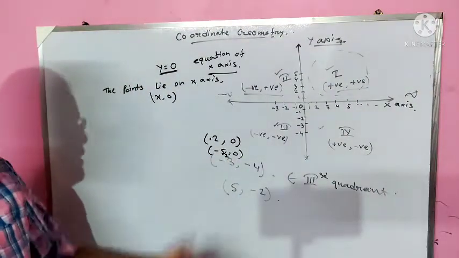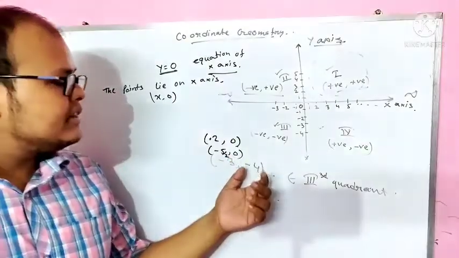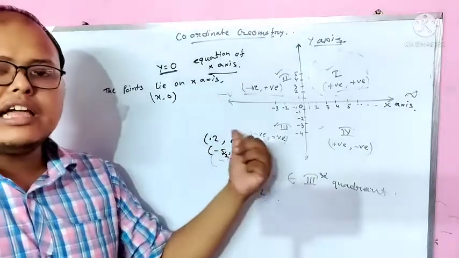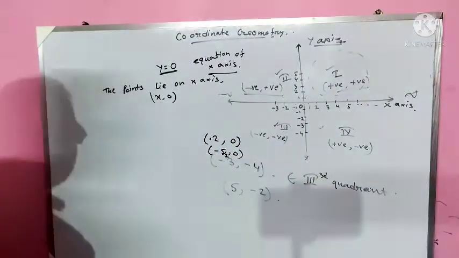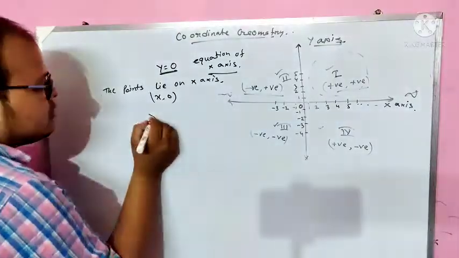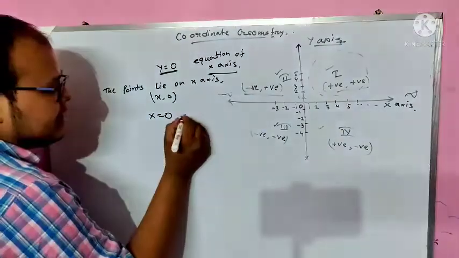Fractions can be there. So minus 5 by 2 comma 0 will lie on the negative x-axis. It means it will lie on the x-axis, but in the negative portion. So this type of question may arise. And the equation of the y-axis I can also define from here: x equals 0.